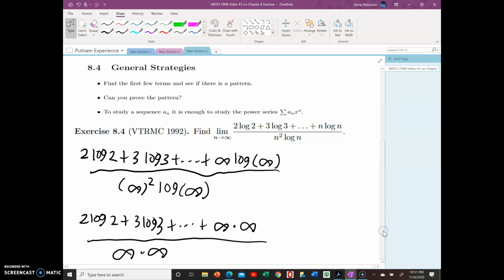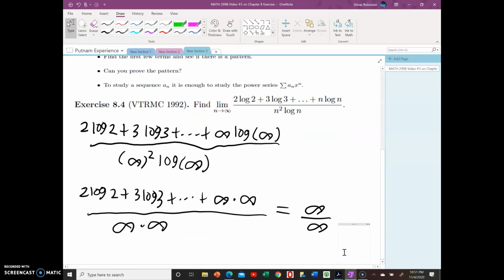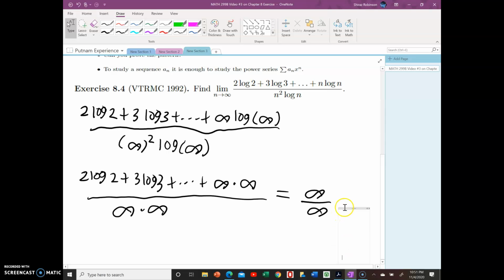So looking at this, you're just going to get infinity over infinity, and that right there, that's going to be an indeterminate form. Yep, indeterminate form. And that would have to imply that this limit diverges.